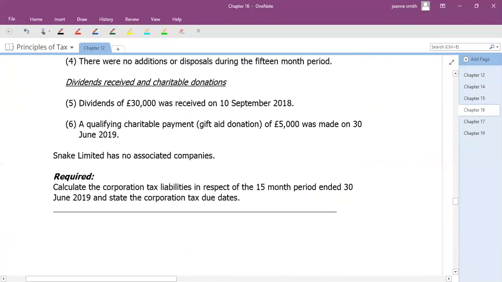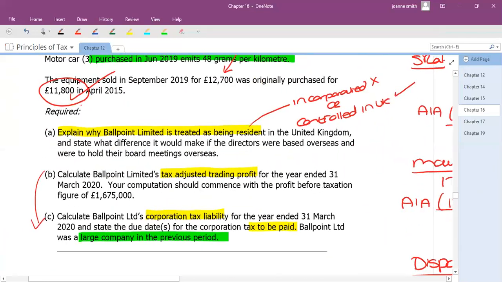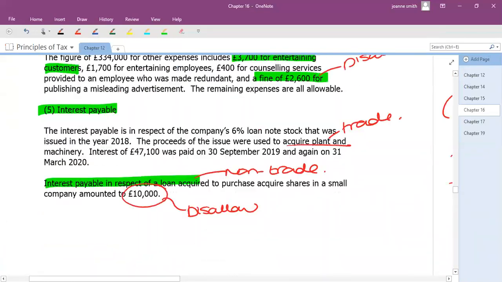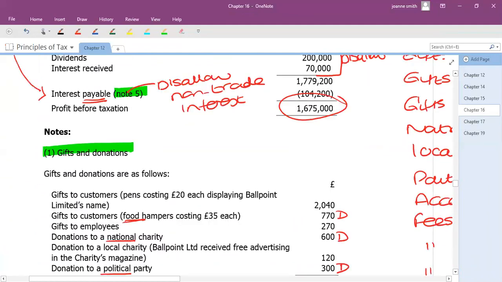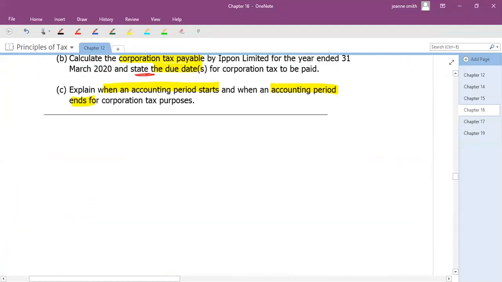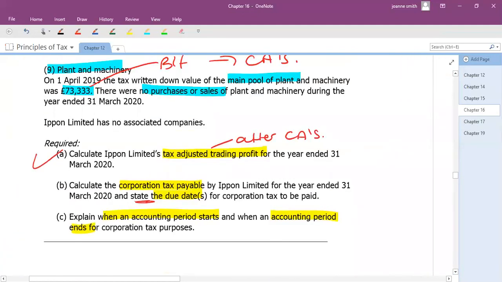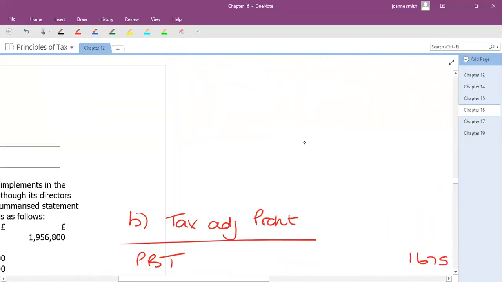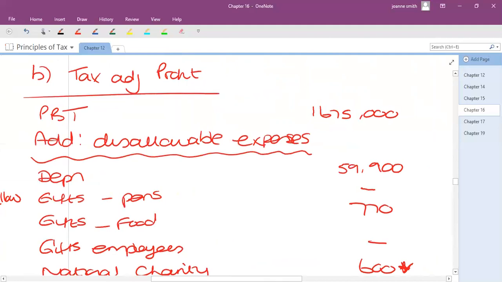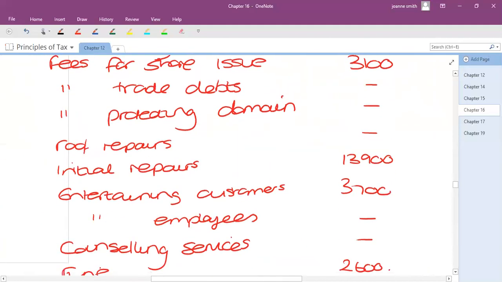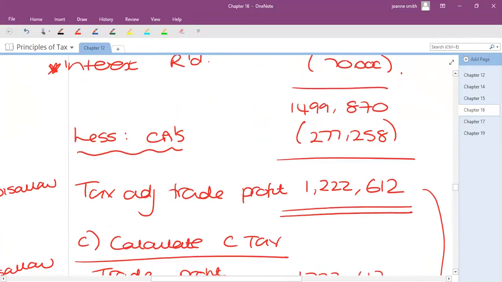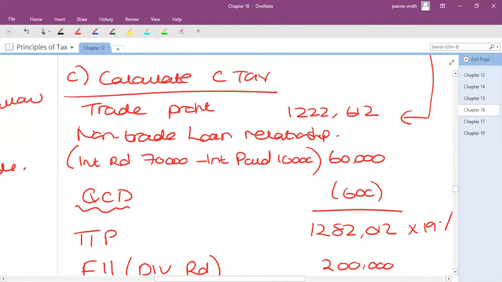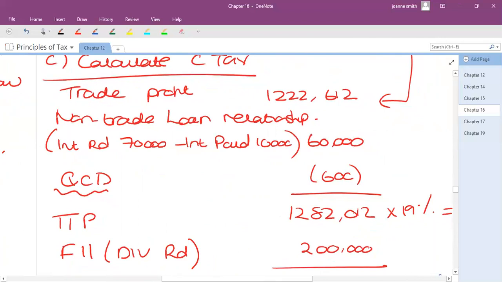So we had Ballpoint, and the one that we had before that, which was IPON. And I would remind yourself all the rules of how to do your adjusted profits, recap how you calculate your capital allowances to get down to that adjusted profit, and then move on to how you calculate the tax and how the general principles of payment work.